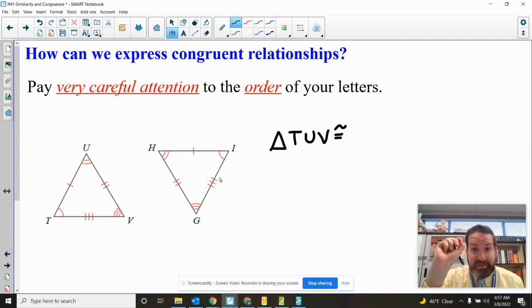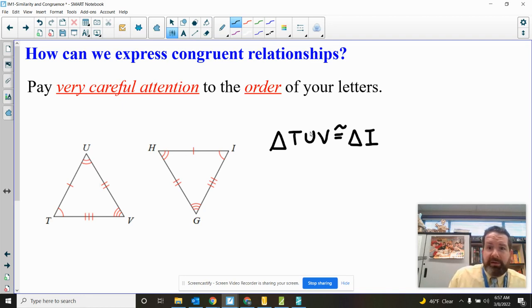But here's the thing. You have to make sure that for the second triangle, you put the letters in the same order, the corresponding order. Here's what I mean. Take a look at angle T. Angle T has 1 mark. That means that when you're naming the second triangle, you've got to start at the corner that has 1 mark. So it's got to be I that you start with.